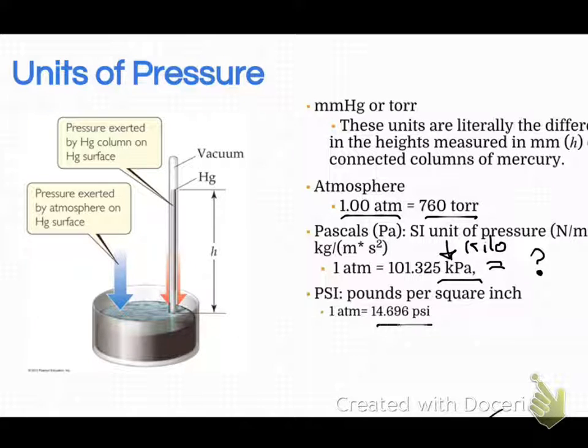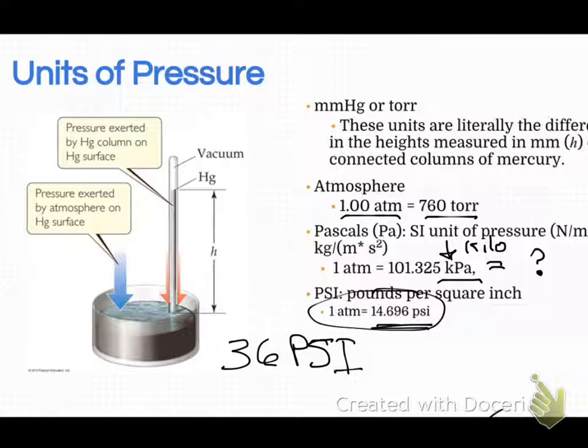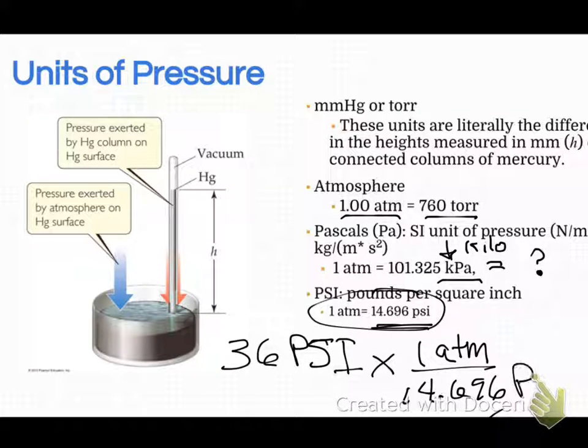Okay, and finally, in America, we also use PSI. Your tires, for example, probably need to be filled to about 36 PSI. Maybe 32. It depends on your car. So we can use this relationship as a conversion factor, right? You can say 1 atm on top and 14.696 PSI on the bottom. And so tell me, what is my tire pressure supposed to be in atmospheres? Okay, so fill that in on your worksheet.